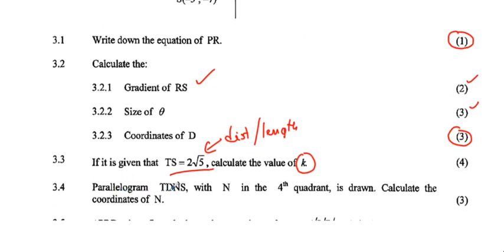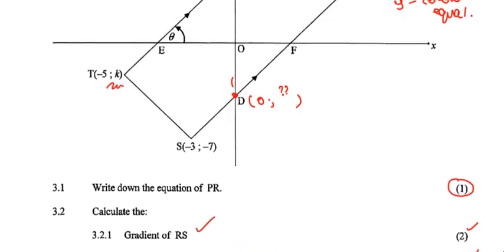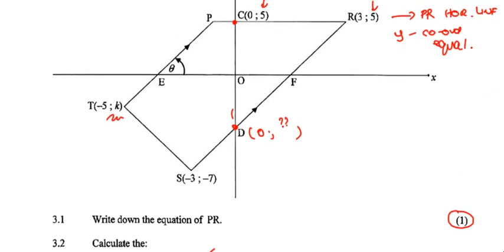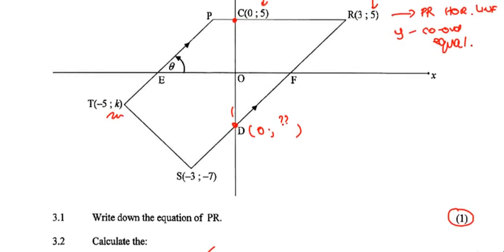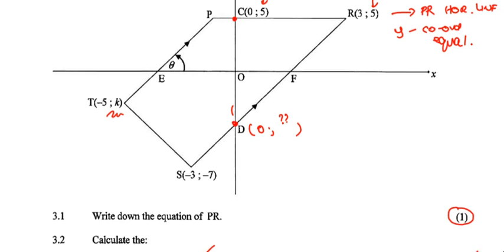Then they gave you the triangle TDS, with N in the fourth quadrant. Calculate the coordinate of N. Note, it is not drawn for you. So clearly we need to draw it and make sure that we understand that question.